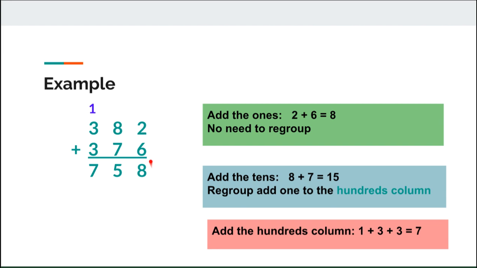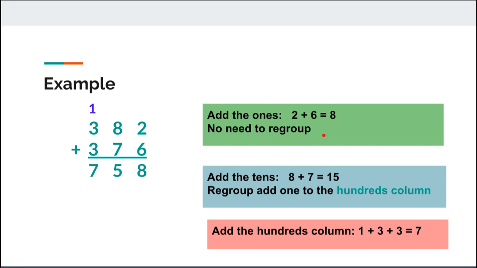We're going to start with the little guys, the units. 2 plus 6 is 8, no problem. Write the 8. 7 and 8 are 15, a problem. So we need to regroup. 15, we're going to keep the 5 tens and add 100 to the hundreds column. And then we're going to add the hundreds. 3 and 6 and 1 makes 7.